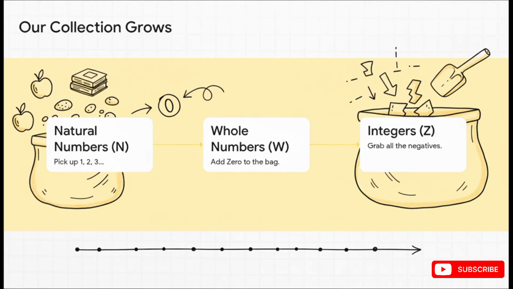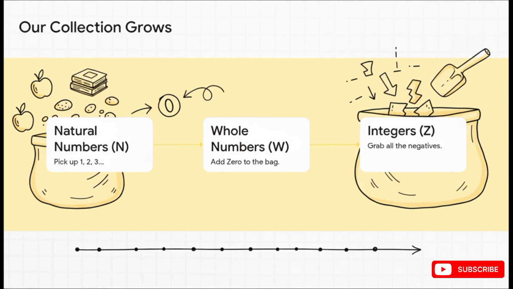First up, we've got the ones you learn to count with, the natural numbers. So, in the bag they go. 1, 2, 3, and on forever. We'll call this set N. Then, oh, wait, we missed one. Let's grab 0. Now our bag has the whole numbers, or W.